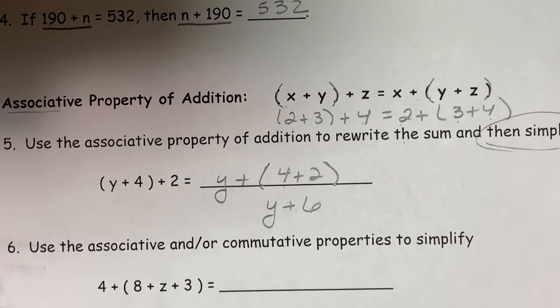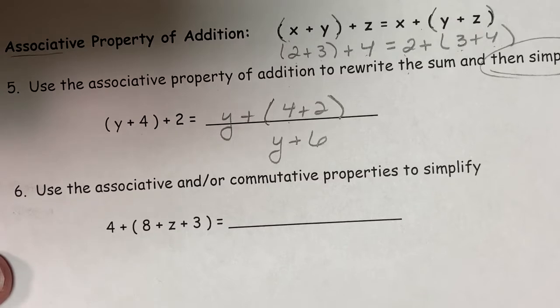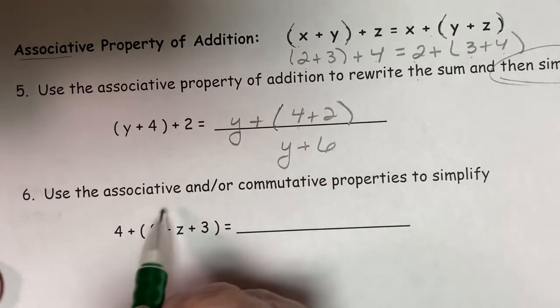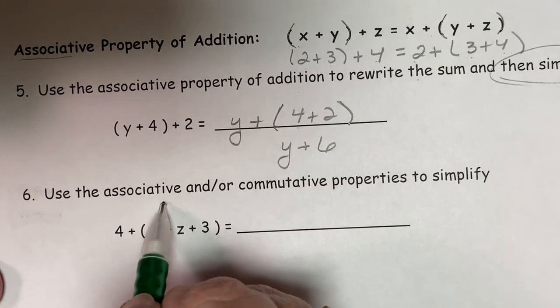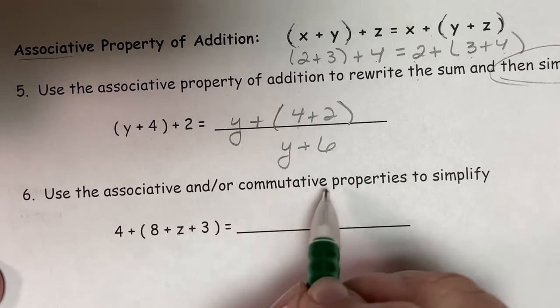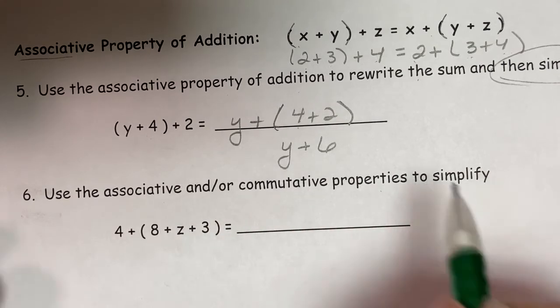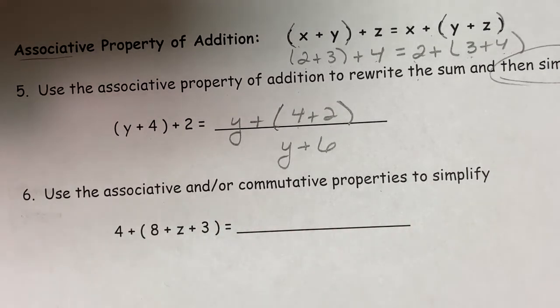All right, let's look at number 6. Now notice the directions for number 6. It says use the associative and or commutative properties to simplify. So we are actually going to use both. So here's the idea here. What you want to do is you first want to use your commutative property and rearrange things a little bit. And the way you want to rearrange it is you want all of the numbers in a row.